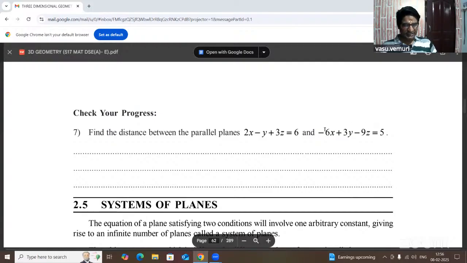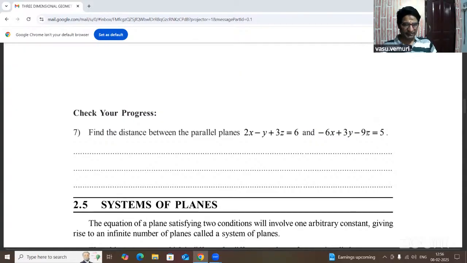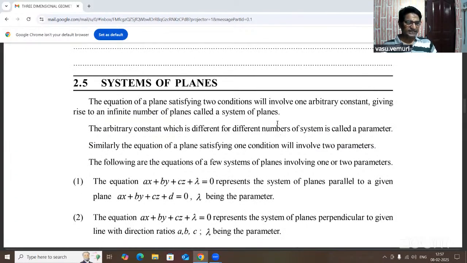So here the minus 3 is converted to this side, so d2 equals minus 5 by 3. Again the d2 value converts to the other side, that is also plus 5 by 3. So d2 equals 5 by 3 and d1 equals minus 6. So mod of d1, minus 6, minus 5 by 3, by root of 2 square plus minus 1 whole square plus 3 square. We are getting the result, that is the distance between the two parallel planes.